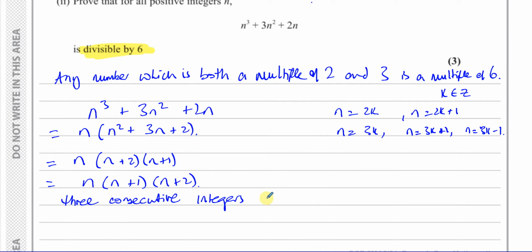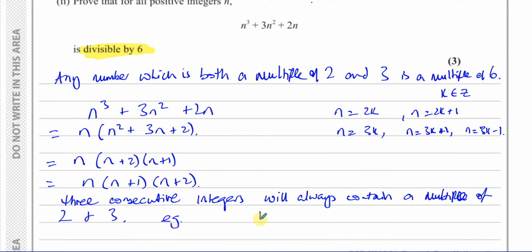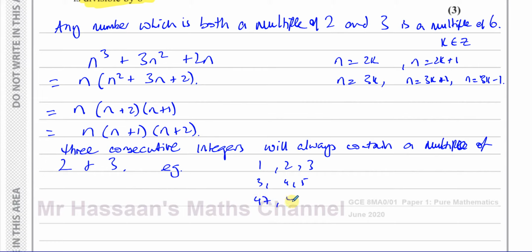So 3 consecutive integers will always contain a multiple of 2 and 3. All of them. Okay, because if you have, for example, let's just look at some examples: 1, 2, 3. You have, for example, 3, 4, 5. You have, let's choose a random one, 47, 48, 49. Okay, all of them have a number which is a multiple of 2, and a multiple of 3.